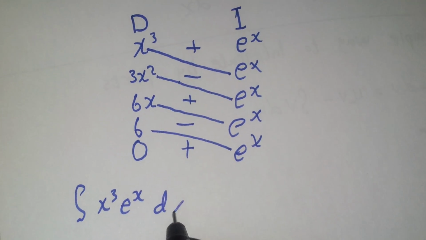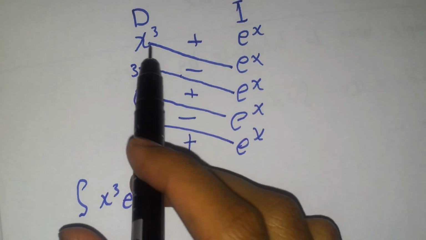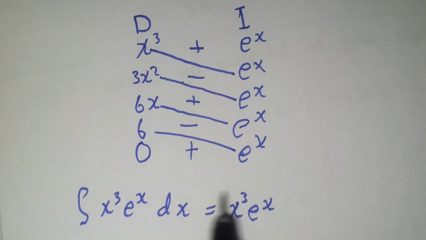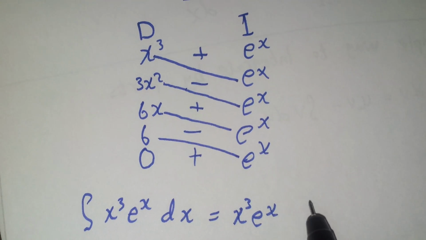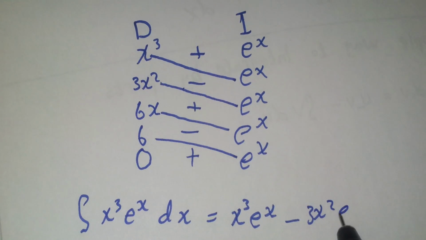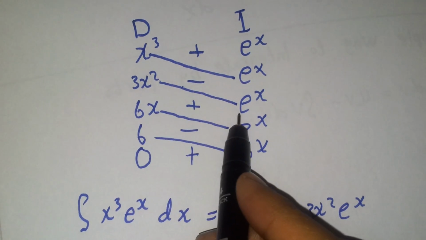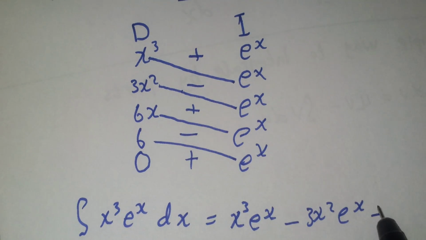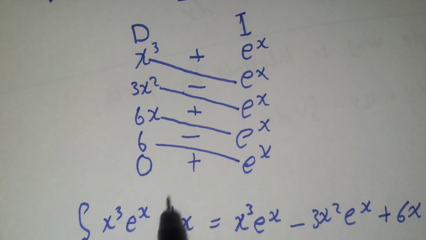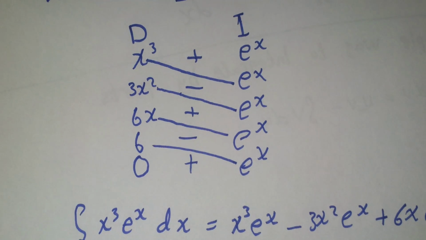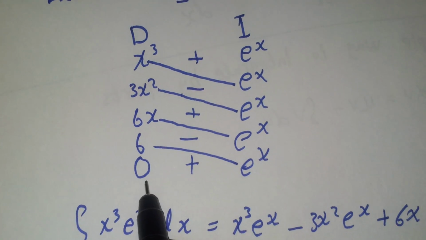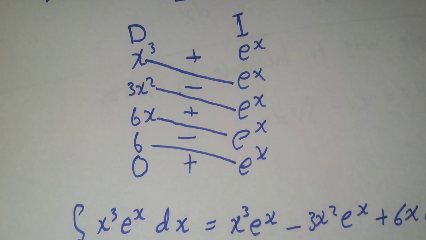Now, when you reach this point, you're going to say that the integral of x cubed e^x dx equals the first term, which is x cubed e^x, and the sign is positive, then minus, because we have a minus, 3x squared e^x, plus 6x e^x, minus 6e^x, then plus, but 0 multiplied by anything is 0, so we're not going to write it.